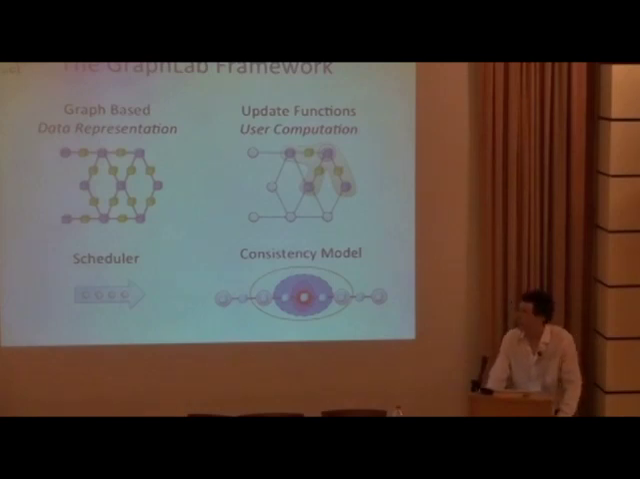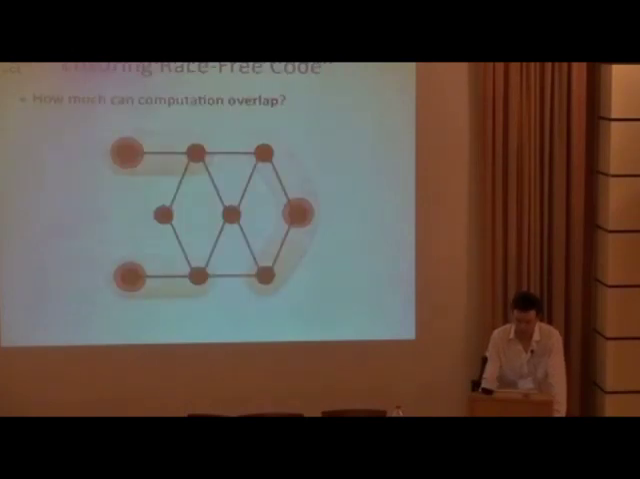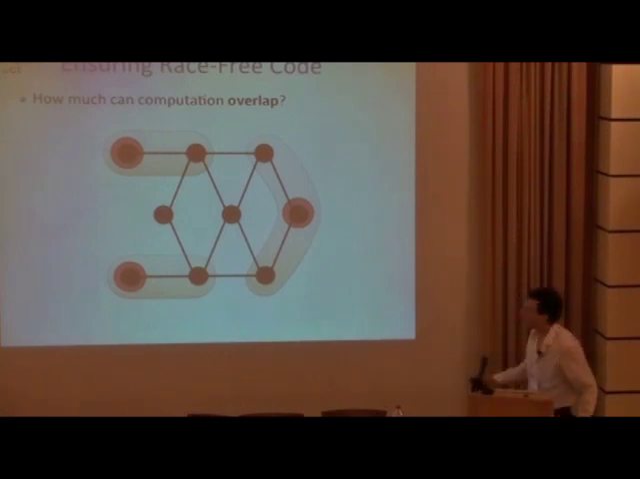Now, we talked about the three components of the representation: the graph, the update function, and what scheduler you use. The fourth one is a very interesting component that you might think is coming from a systems perspective, but it has quite a big impact on the machine learning problems. And this is the consistency model.